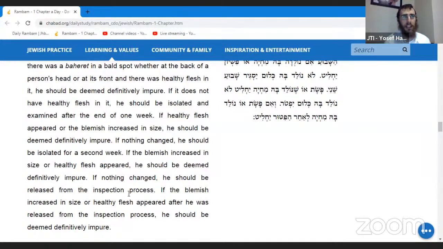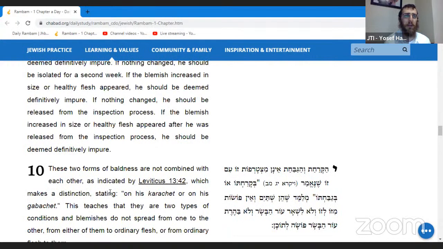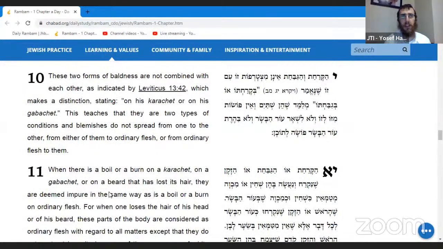And if at a later point it increased or a healthy flesh appeared, then he would still be deemed definitely impure. But as we said, at this point, he is pure until proven Tameh. Now, these two forms of baldness, karachas and gibachas, are not combined with each other. Just like we said, the two types of burns and boils don't combine. The two bald spots on the front half of his head and the back half of his head also do not combine, as the Torah makes a distinction, stating on his karachas or on his gibachas.